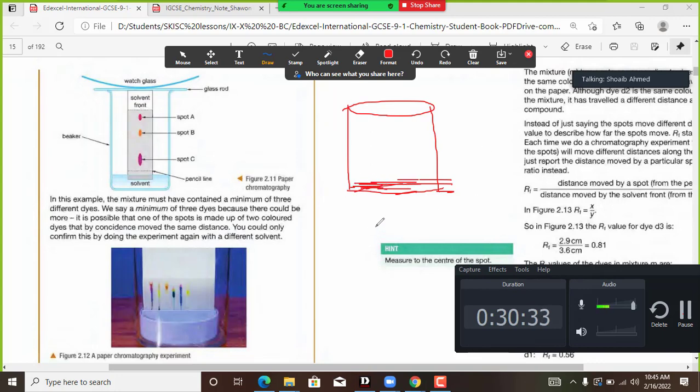And I take a filter paper, and I give a mark by scale here. This mixture of color I take here. The mixture contains green color and red color, and I take the mixture here.